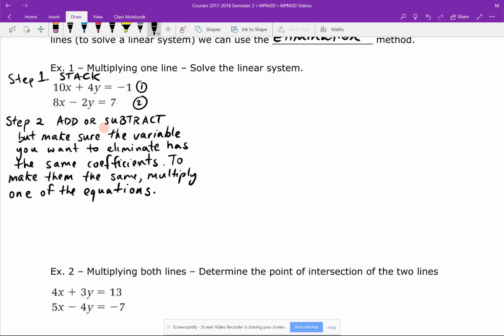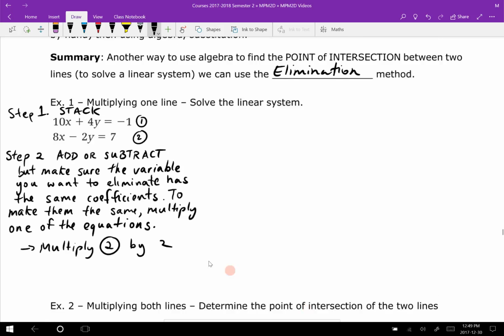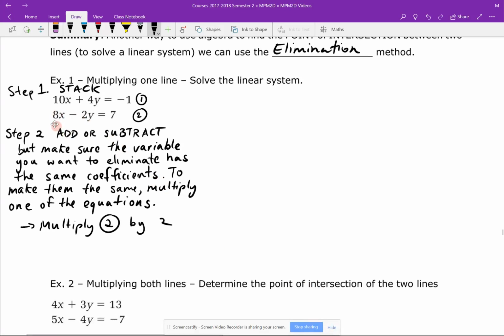Okay, so for this equation number 2, we're going to say here multiply equation 2 by 2. So what do we get? Well, 8x, so here's my second equation. 8x times 2 is 16x. Then I have minus 2y times 2, which is minus 4y, equals 7 times 2, which is 14. Okay, so we still have to add or subtract. So again, I have to stack these two equations together.